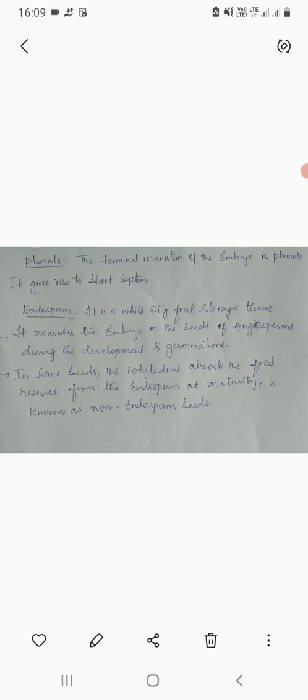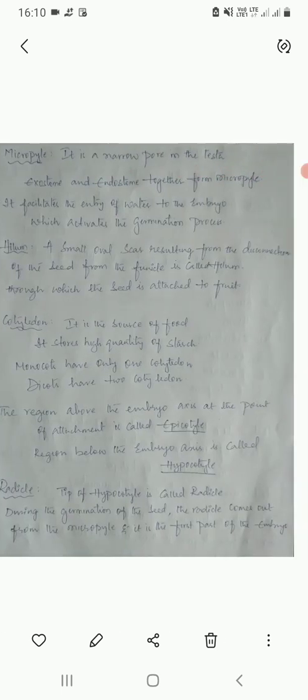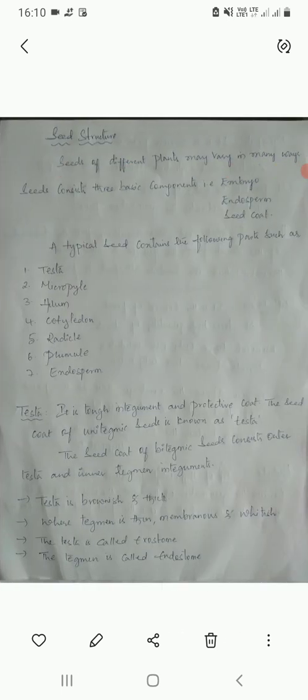It nourishes during the development and germination process. Also, in some seeds the cotyledons absorb the reserve food present inside the endosperm. So those seeds are called non-endospermic seeds. What do we call those seeds? Non-endospermic seeds. So these are the parts or the structure of a typical seed, which consists of all these seven regions.